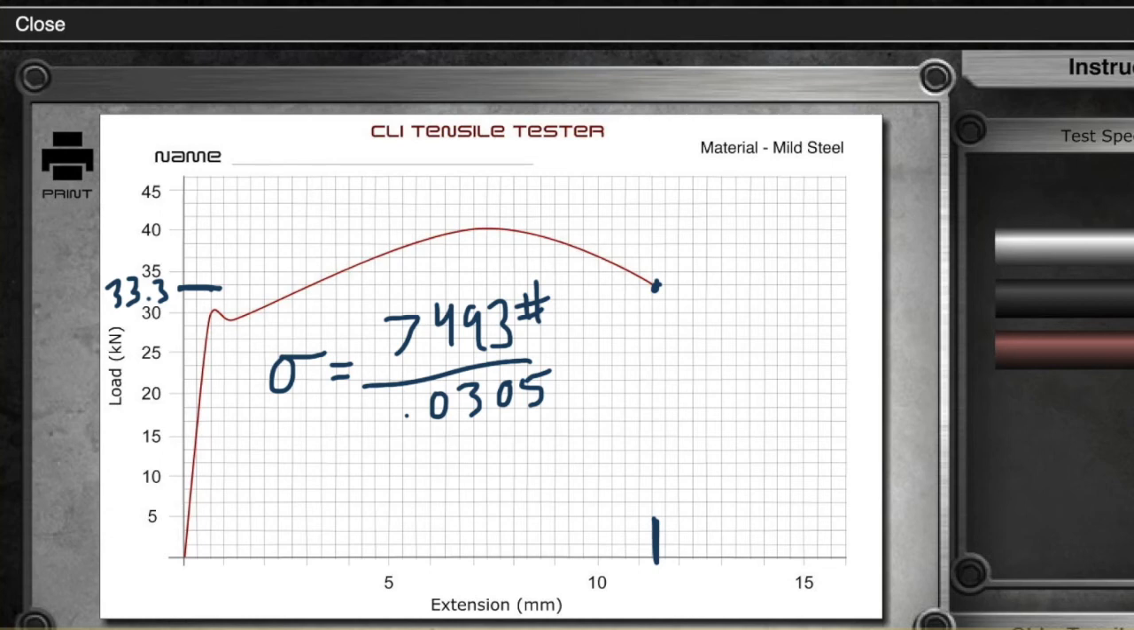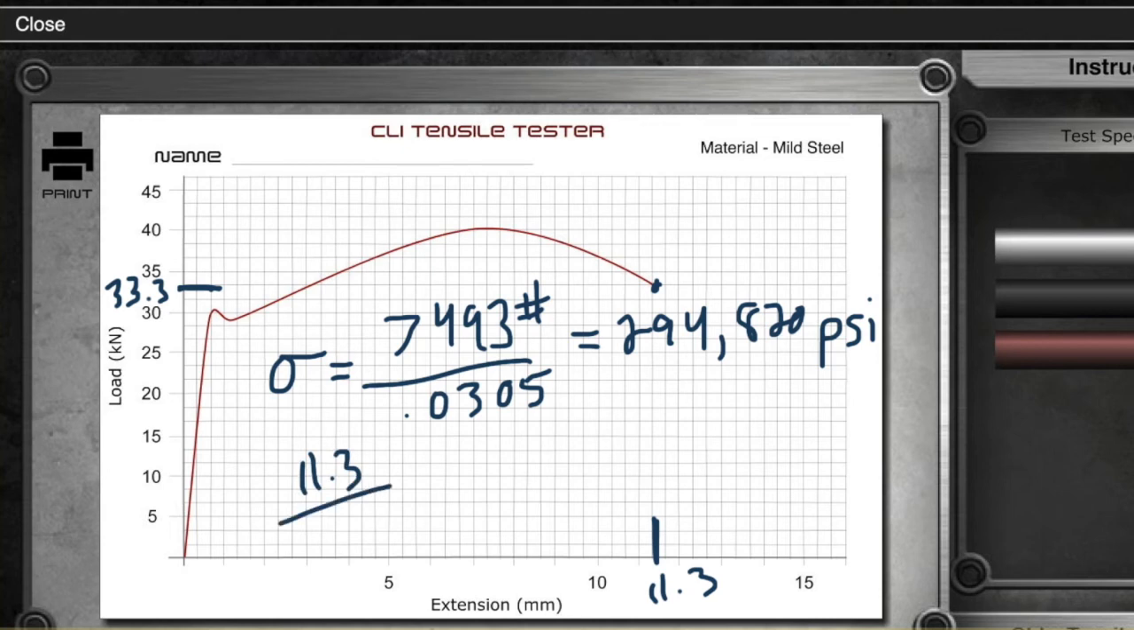Okay, so the stress right here at the failure point is like 294,820 psi. Okay, the strain, this would be 11.3 millimeters. We're going to divide that by 25.4 millimeters, and that's going to give us 0.445 inches of stretch divided by the original 2.95 inches.